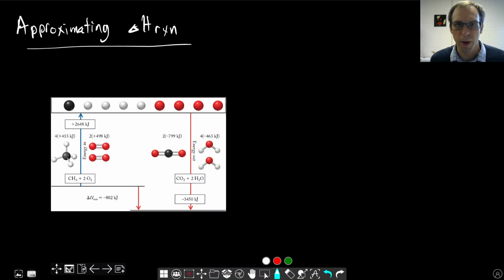So now that we've talked about the idea of a bond energy and how that's how much energy it takes to break the bonds in a molecule, we can look at bond energies as a way to approximate enthalpies of reaction. If we remember, the enthalpy of a reaction is a way of looking at how much energy is either absorbed or released when a chemical reaction happens.